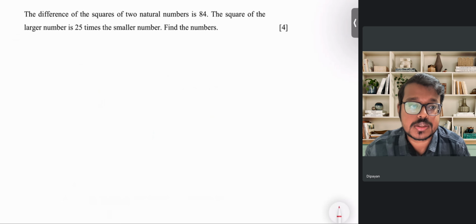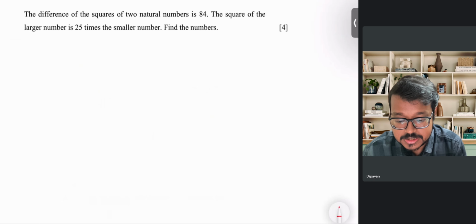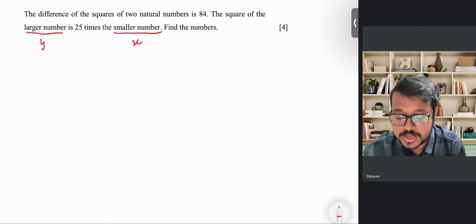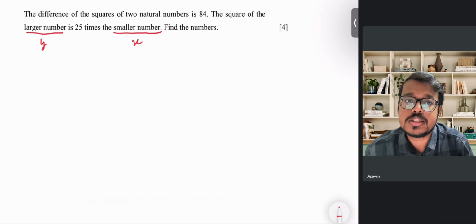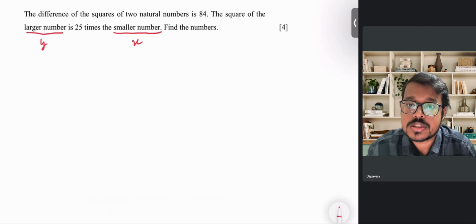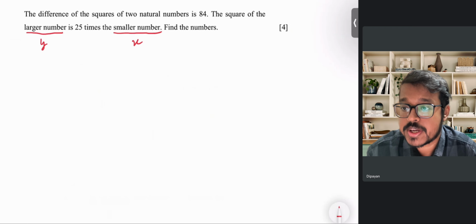So find the numbers. Here there are two numbers, so we can start off by taking a variable for both the numbers. So let's say that the smaller number is x and the larger number is y. Then we'll translate the statement in English into mathematical equations with these variables x and y.